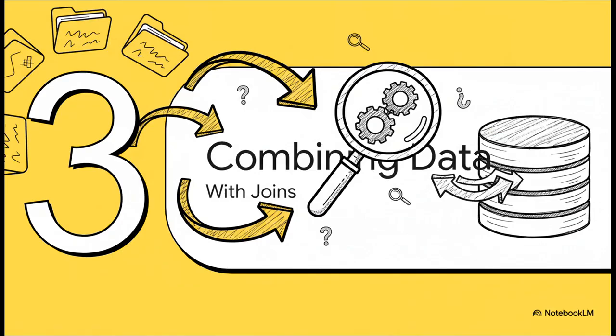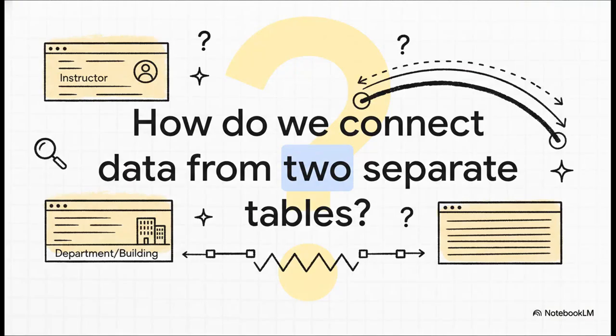Okay, so filtering and slicing one file at a time is pretty useful, for sure, but the real detective work, that begins when we start combining clues from different files. This is where the magic really starts to happen. And that brings us right to the heart of our mystery. We've got the instructor's name in one table, and we've got the department's building in a completely different one. The clues are scattered all over the place. So how do we build a bridge between them?